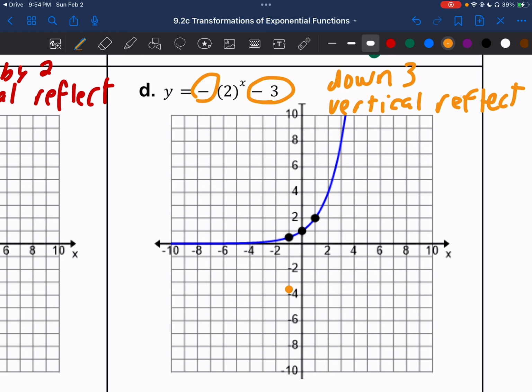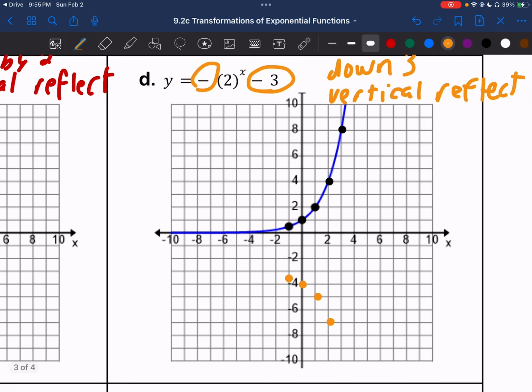Positive 1, we flip it, becomes negative 1, and then we go down 3, and it's at negative 4. Positive 2, we flip it, it's negative 2, moves down 3, it's negative 5. Positive 4, we flip it, it's negative 4, we move down 3, it's negative 7. Positive 8, we flip it, it's now negative 8, we move down 3, it's negative 11. So approximately there. And so now we can graph our line in.